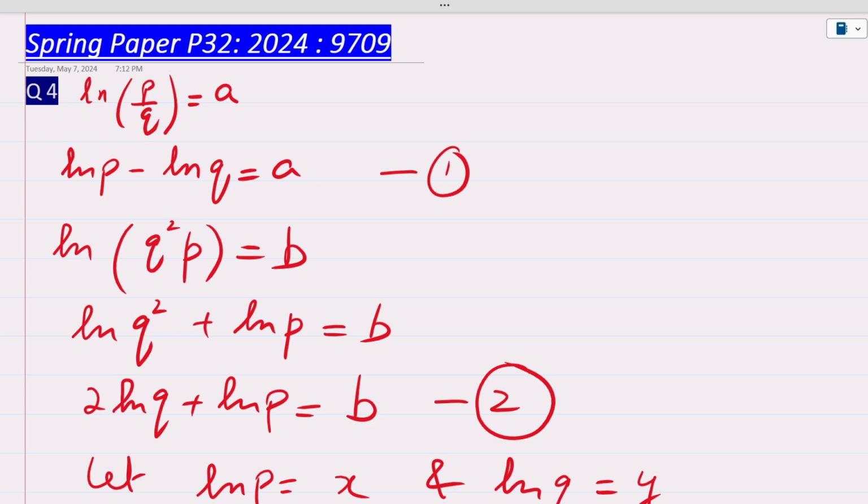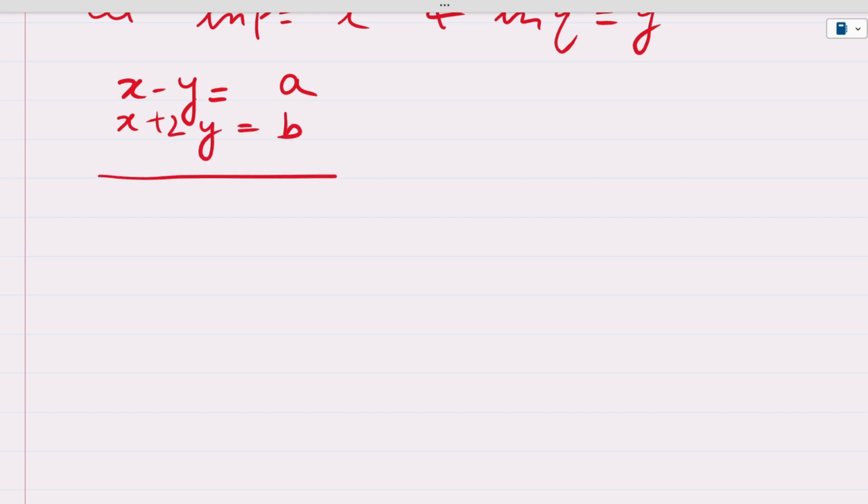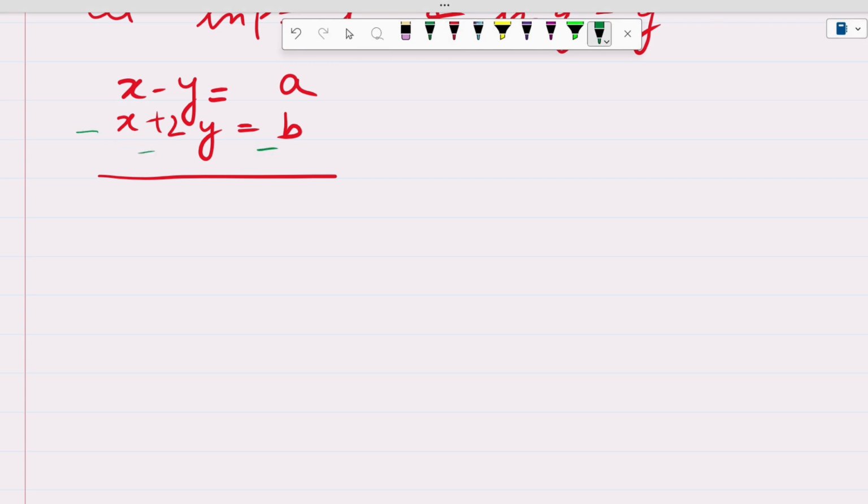So as a result, equation 1 would be x minus y equals a, and the second equation would be x plus 2y equals b. Now let's solve them simultaneously. x cancels out, so we have minus 3y equals a minus b, or y equals b minus a over 3. This is the value of y.